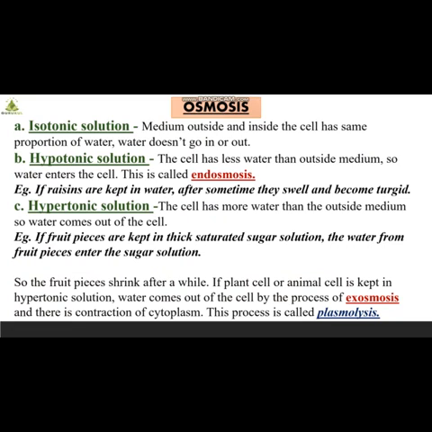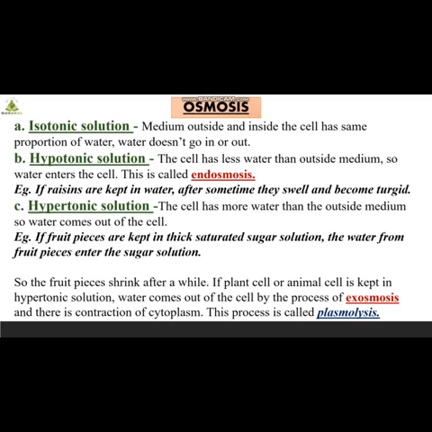What is an isotonic solution? The medium outside and inside the cell has the same proportion of water. The medium outside the cell and the medium inside both have the same amount of water. So what will happen? Water doesn't go in or out. There is no movement or traveling of water. That is known as an isotonic solution. Let us see the hypotonic solution.